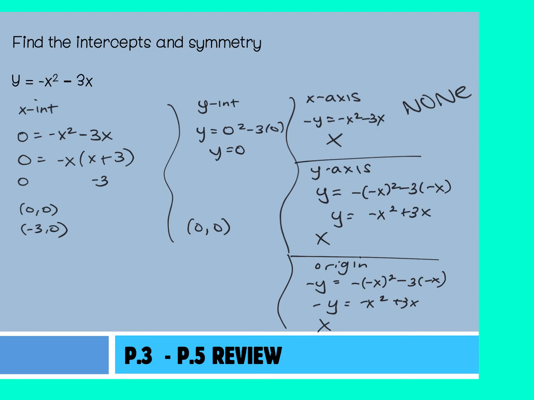Then for your symmetry, for the x-axis, we plug in a negative y. For the y-axis, we plug in a negative x. And for the origin, we do both. All 3 tests failed, okay? Be careful and don't assume that because the first 2 fail, the last will fail. It is possible for something to only have origin symmetry. So that would have been a no.